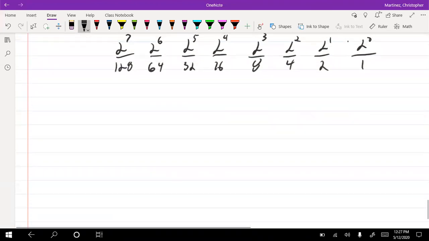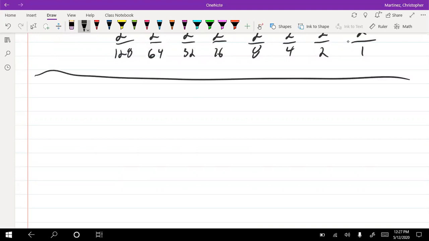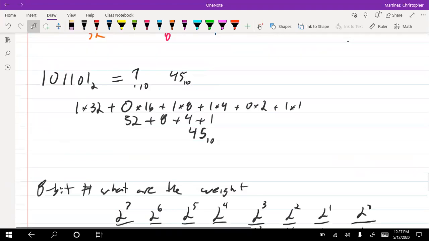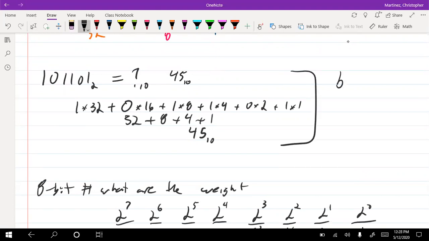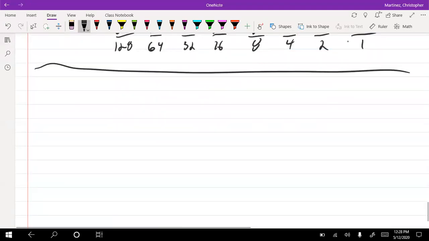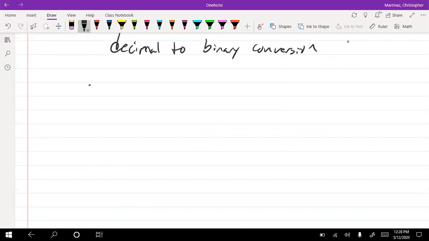Okay, now there's going to be times when we have a decimal number and we're going to want to know what it is in binary. So what we did so far in this example was a binary to decimal conversion. Now what we're going to focus on is doing a decimal to binary conversion. So we're going to go in the opposite way. Okay, so let's say I have 53 in base 10, and I want to know, how do I represent 53 in base 2? Okay, so how do I do that?